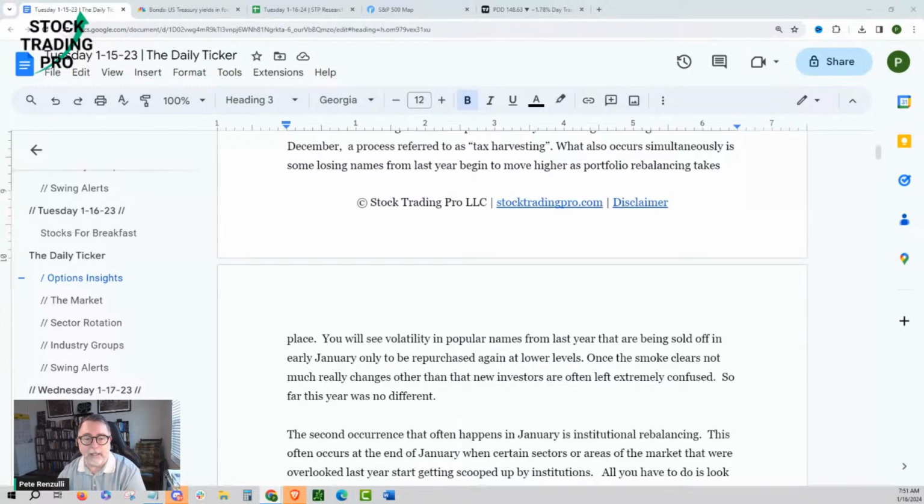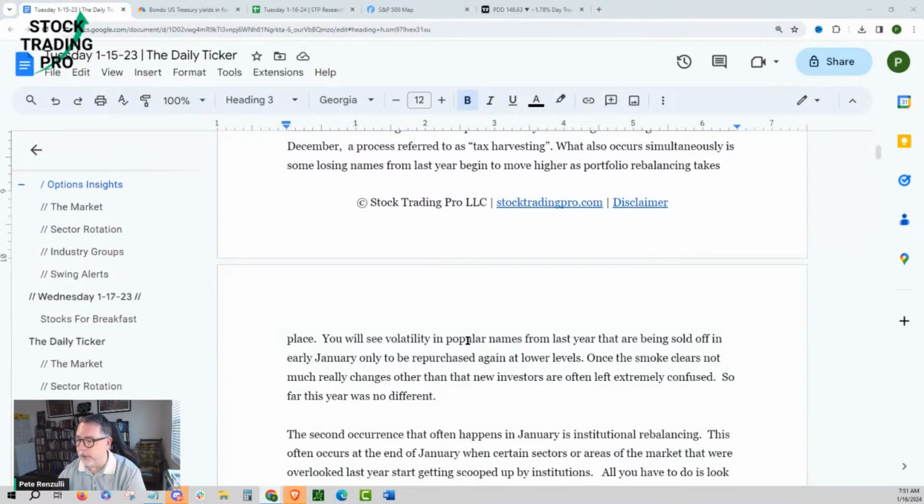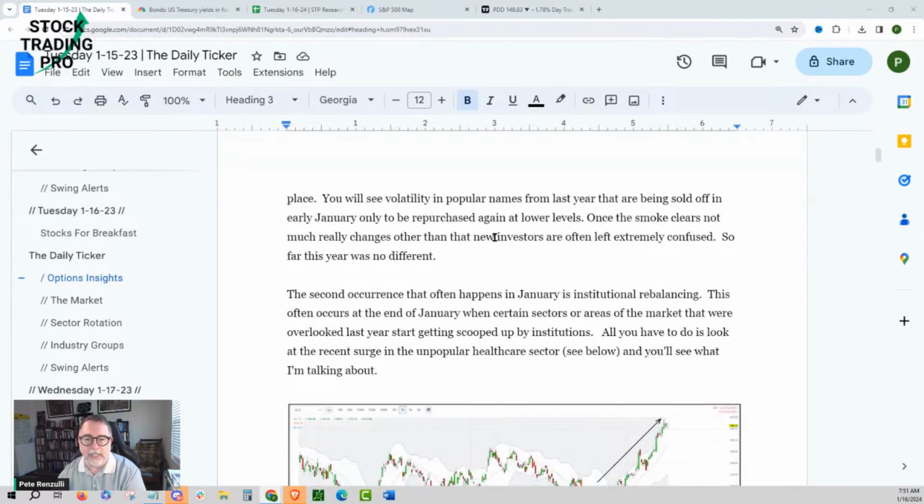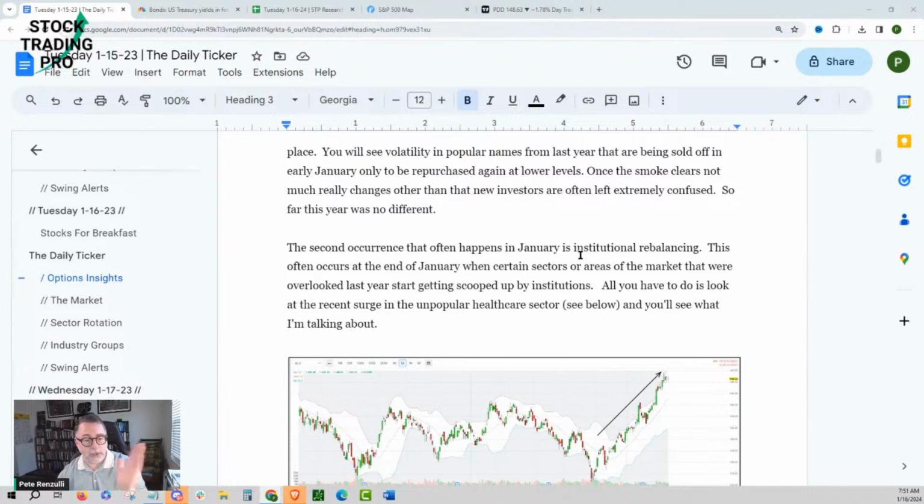You'll see volatility in popular names from last year that are being sold off in January to be repurchased again at lower levels. Once the smoke clears, not much really changes other than new investors are often extremely confused. So far this year, that was no different. What's kind of cool is we're seeing the same thing, but from different perspectives.